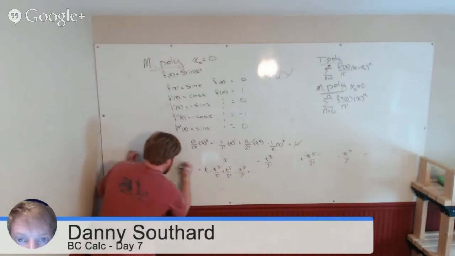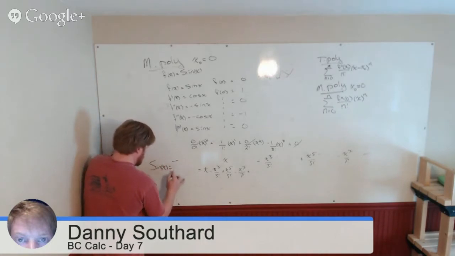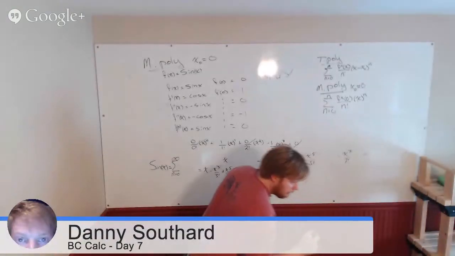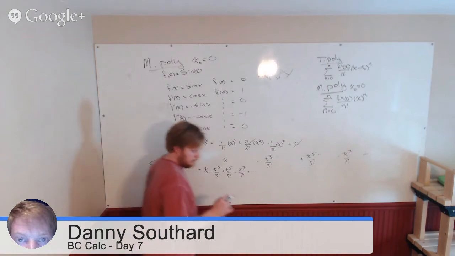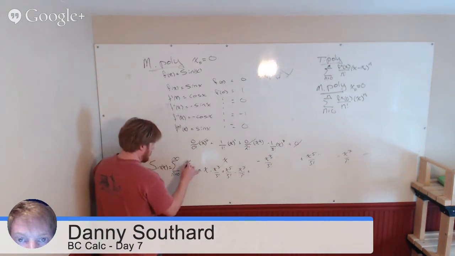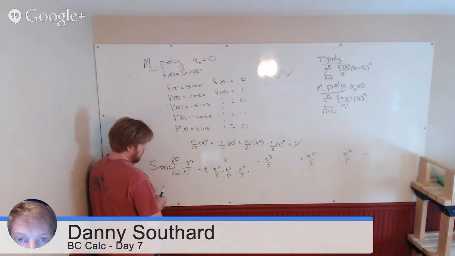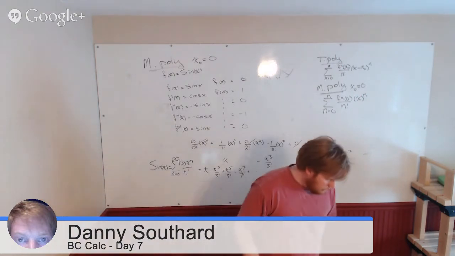Let's see, let's do it this way. Zero to infinity of, what do we want to do here? I guess we could just say it's x to the n over n factorial, and then, yeah. All right.